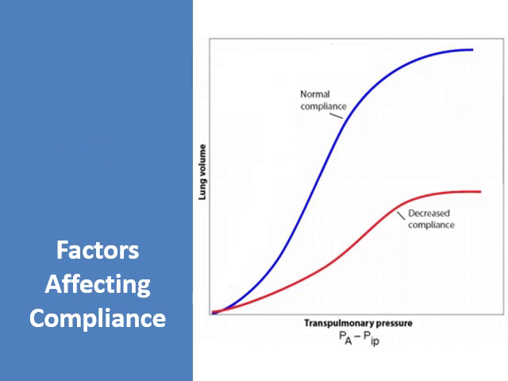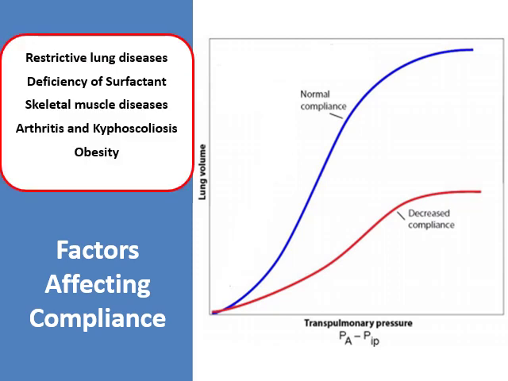Now, coming to the factors that decrease the compliance, we said earlier, a decrease in the compliance can be at the level of the lung compliance or the chest wall compliance. The factors that decrease the lung compliance could be restrictive lung disease, such as pulmonary congestion and fibrosis, or deficiency of surfactant, such as in respiratory distress syndrome. Other factors that decrease the chest wall compliance could be related to skeletal muscle disease, such as myositis and poliomyelitis, or in cases of arthritis and kyphoscoliosis, or in obesity.